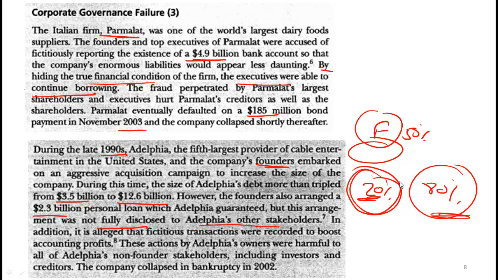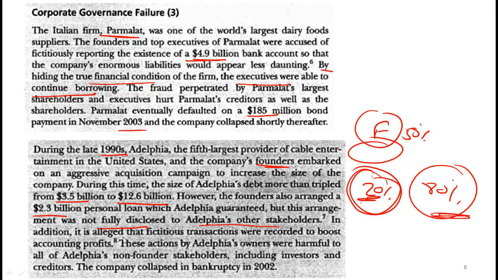Okay, so the rest of the guys did not know that these founders have taken a $2.3 billion loan guaranteed by Adelphia. What does that mean? That if the founders do not pay, then the company will pay. So this is also called a contingent liability of sorts, which might not show up on the balance sheet, but it's off balance sheet, and if bad times happen, then it's a loan that the company has to pay. Okay, so this is another huge corporate governance issue.